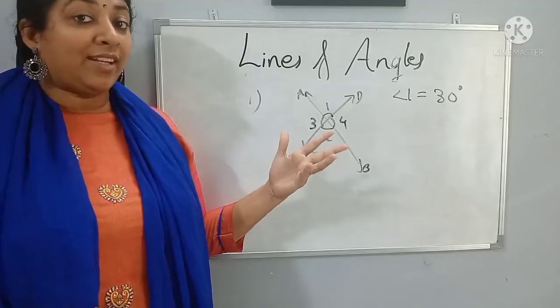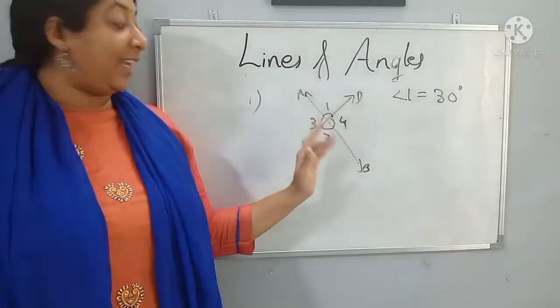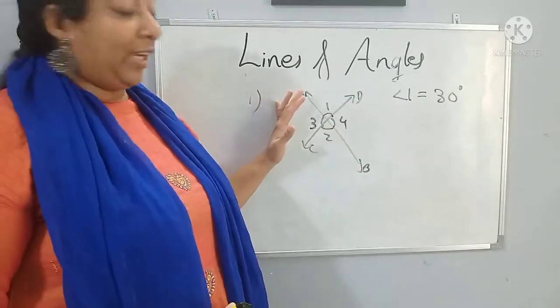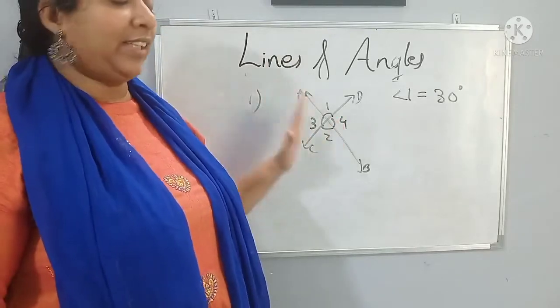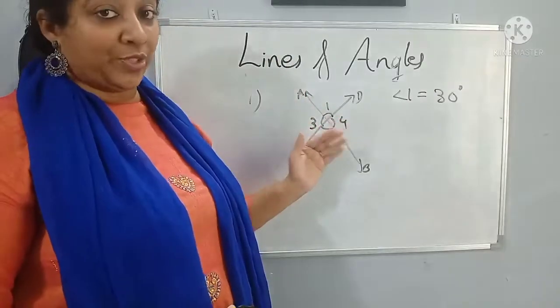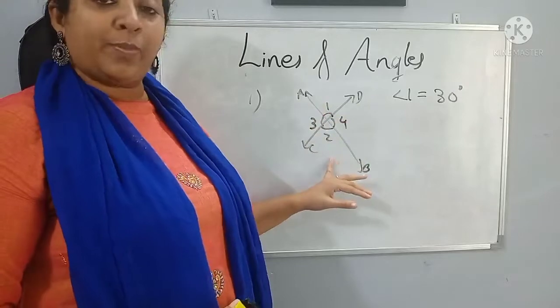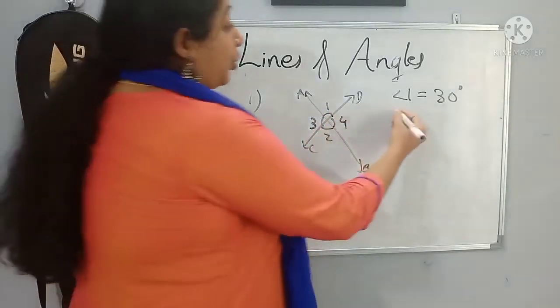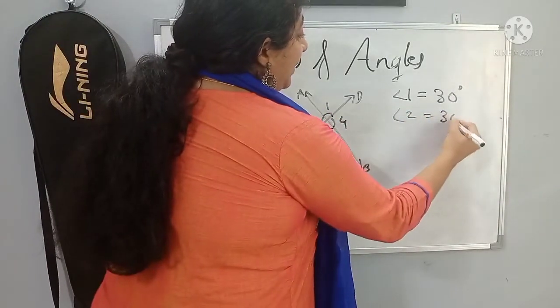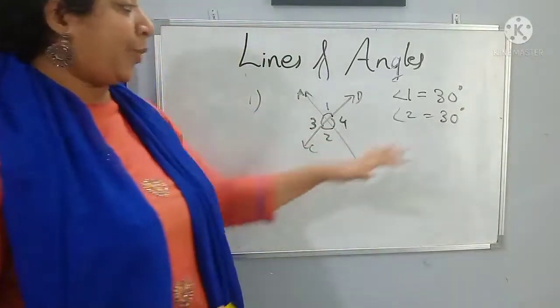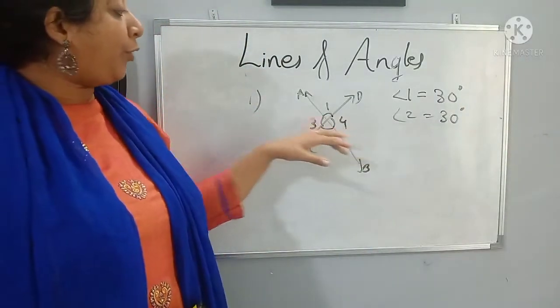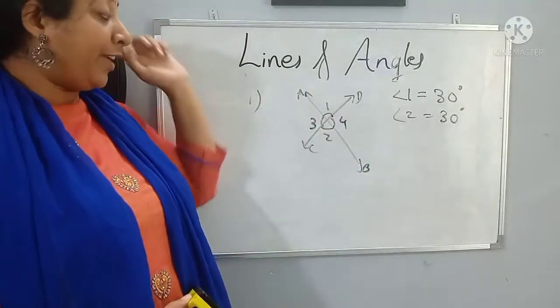How will you find that? Angle 1 is given as 30 degrees. Since they are vertically opposite angles, they will always be equal. So angle 2 will also be 30 degrees according to the theorem. Now we have to find angle 3 and angle 4. How will you find them?